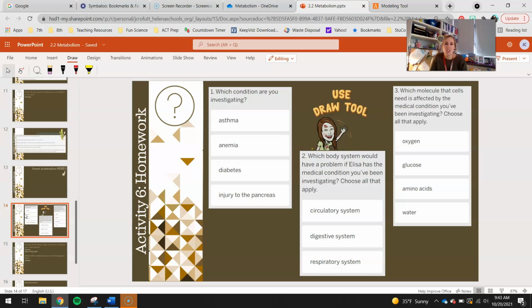Which condition are you investigating? So again, tell me asthma, anemia, diabetes, or pancreas injury. Use your draw tool to circle your answer or highlighter. Which body system would have a problem if Elisa has the medical condition you've been investigating? So choose all that apply. So circulatory, digestive, or respiratory. And then which molecule that cells need is affected by that? Again, choose all that apply.